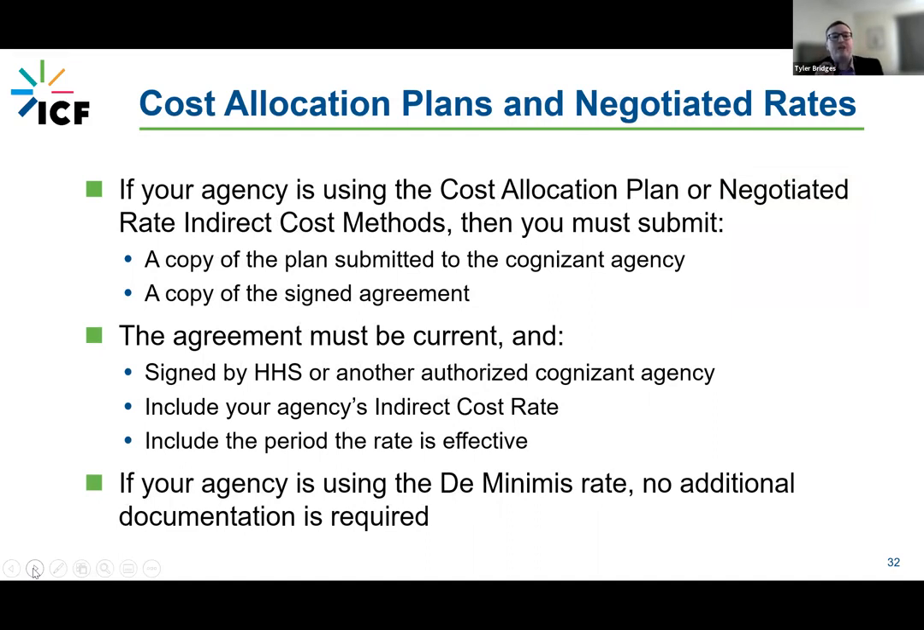If your agency is using the cost allocation plan or negotiated rate indirect cost methods, then you must submit a copy of the plan submitted to the cognizant agency and a copy of the signed agreement between your agency and the cognizant agency, also referred to as a NICRA. The agreement or NICRA must be current and signed by HHS or another authorized cognizant agency, include your agency's indirect cost rate, and include the period the rate is effective. If your agency is using the de minimis rate, then no additional documentation is required.